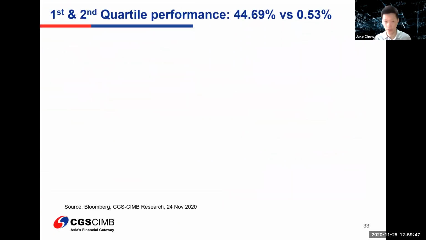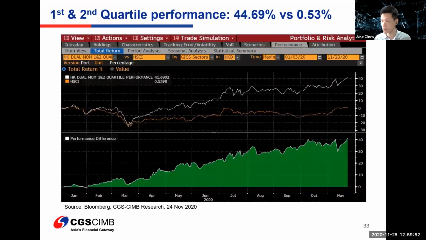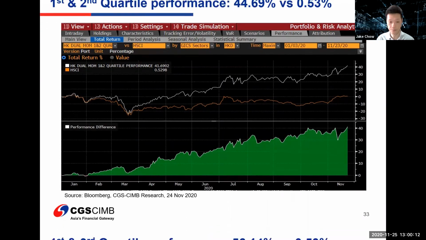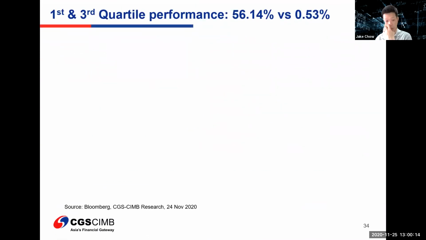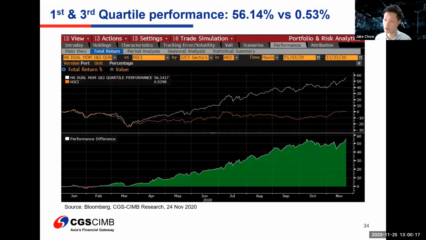Right. So what happened is, if let's say you want to mix and match, I've also calculated the performance of combining the first and second quartile. This means I'm forming a portfolio based on the first and second quartile names being screened out, and I rebalance it once a month until now. So this is 44% against the benchmark of 0.5%. And this is a combination of the first and the third quartile. You get a performance of 56% against 0.5%.